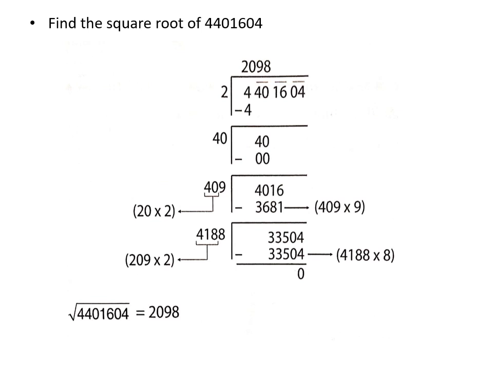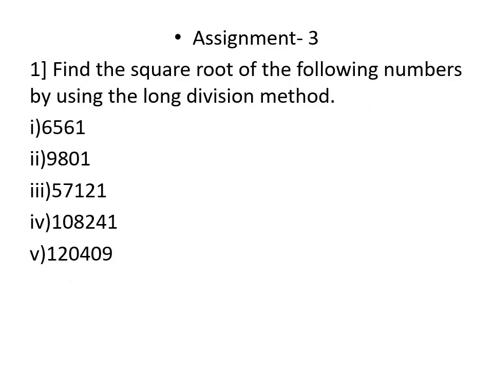So here the square root of 44,01,604 is 2098. So see here, the number of periods and the square root digits are the same.